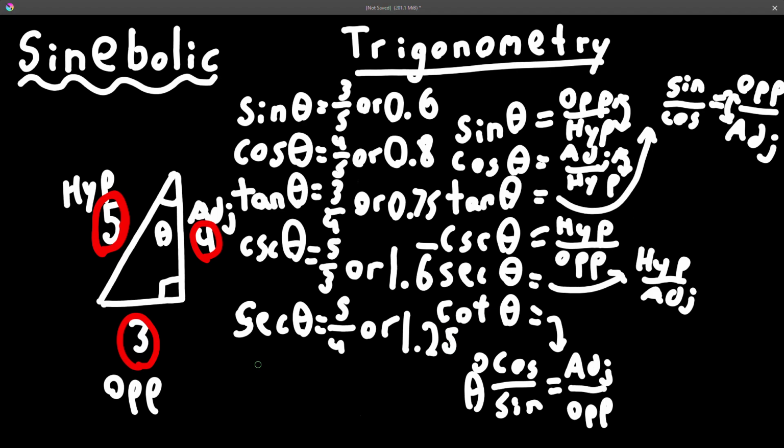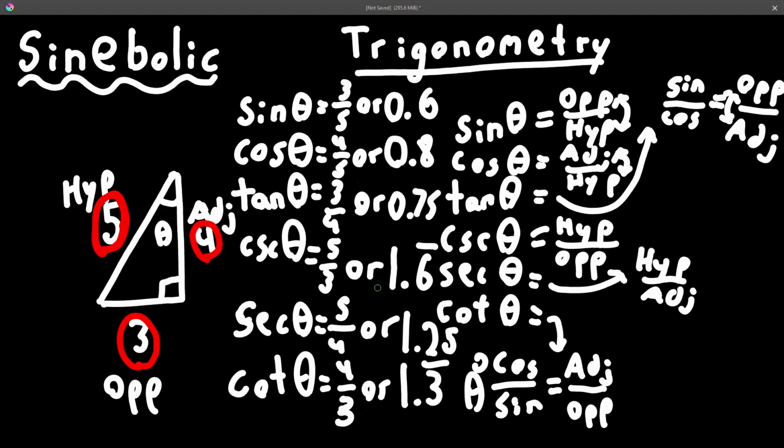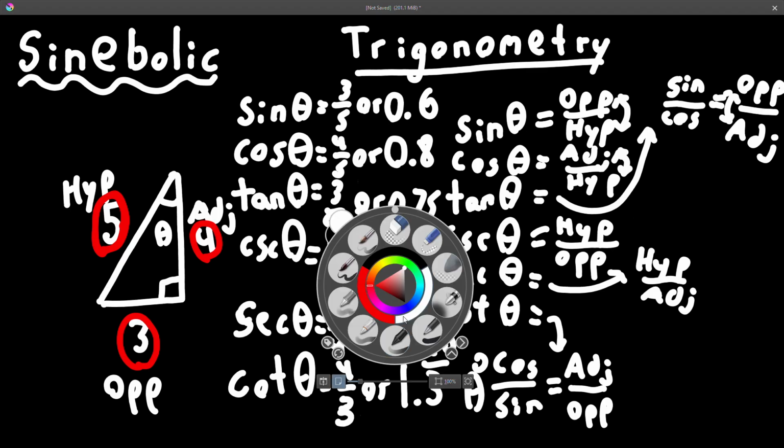All right, let's get to cotangent. Cotangent is 4 over 3, or 1.3 repeated. And now that you have them all, we can move on to our next example.